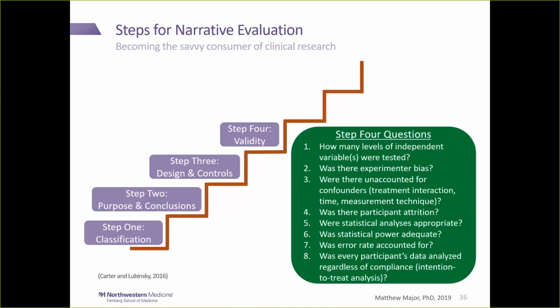For our fourth step, there are a lot of questions in this case. Validity is absolutely critical to a study, to make sure that the results are generalizable, that they're valid, and they're not misinterpreted. We need to ask questions such as, how many levels of the independent variables were tested? Was there, in fact, any potential for experimenter bias? Were there unaccounted-for confounders, such as treatment interaction and time or measurement technique?